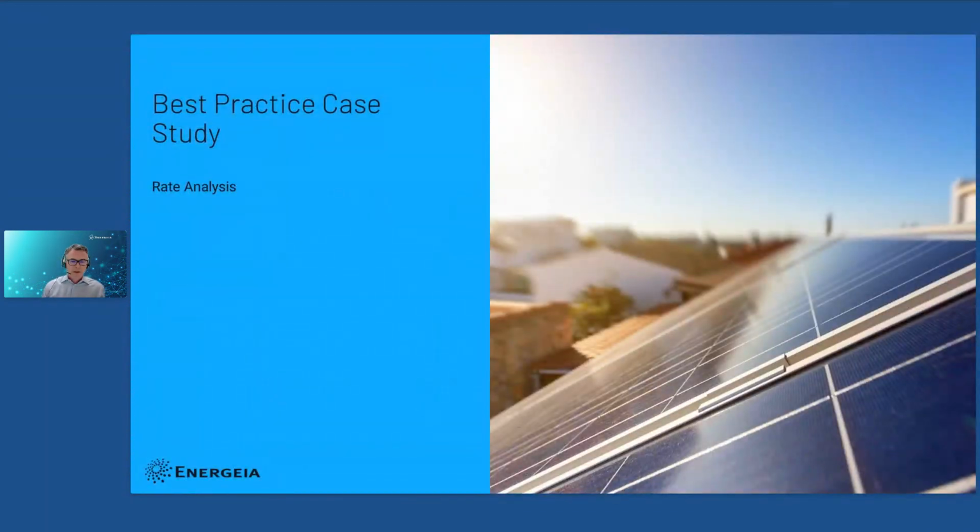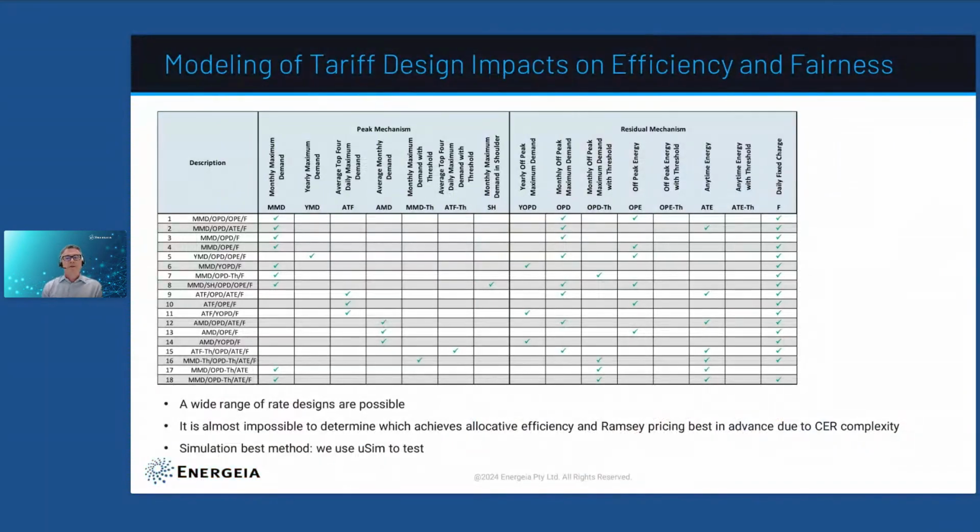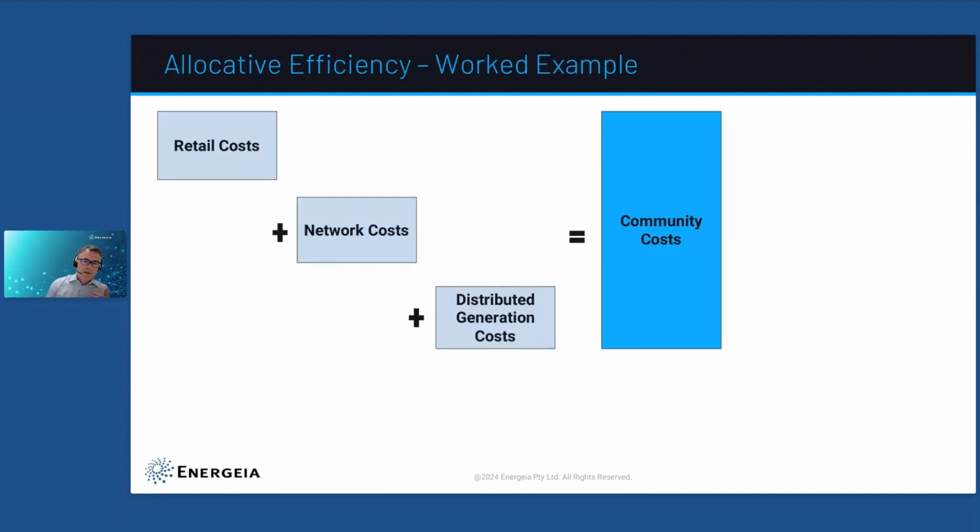So let me just finish with the best practice case study, noticing that we're at time. Apologies for going over a little bit. Hopefully folks can stay a few minutes and participate in the Q&A. But here what we did is we had a number of different peak mechanisms, monthly maximum demand, yearly maximum demand, and a number of residual cost recovery mechanisms. And then we defined them here. And we used our utility simulator software, which models customer behavior, to estimate what the impact of these different structures is on adoption of DER and the configuration of that DER. And what we found was, and sorry, just to define community costs, it's the retail cost plus the T&D cost.